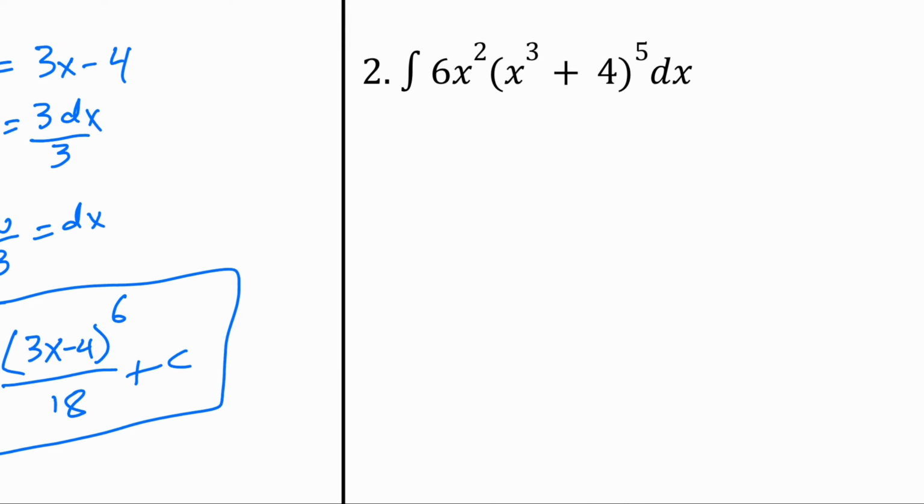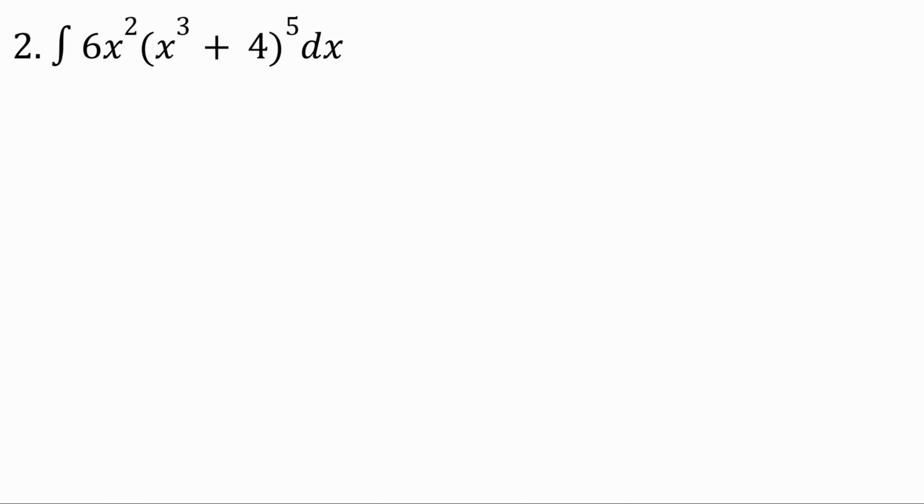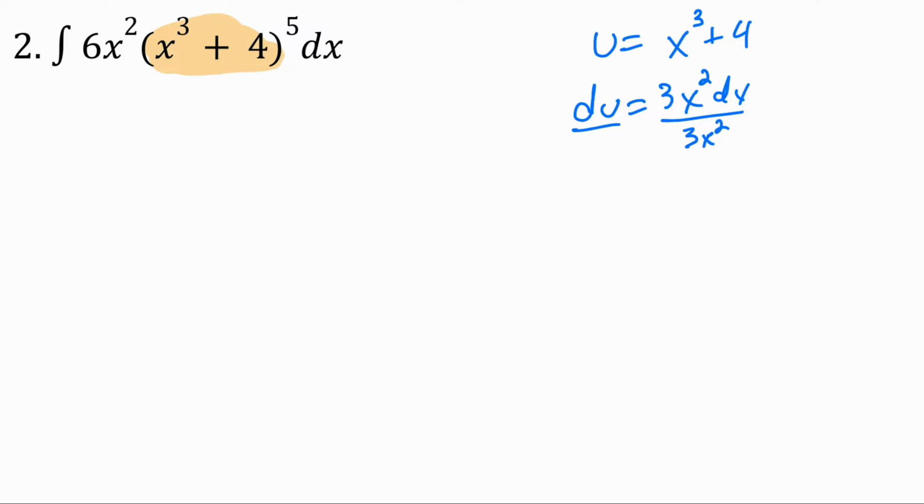All right, another example for you to take a look at. This time we have a little bit more going on with this equation, but again, we're looking for that inside function. So in this case, it's going to be x cubed plus 4. So I'm going to set u equal to that piece. So we have u equals x cubed plus 4. And when I find my du, I find that that's 3x squared dx. And again, solve for that dx. So we divide by that 3x squared, and we have du over 3x squared is equal to dx.